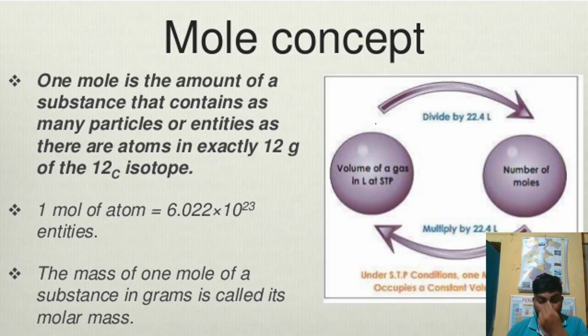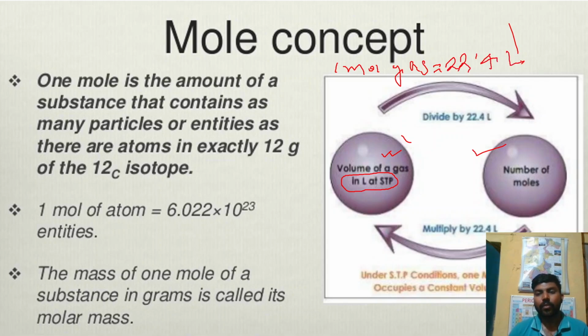Okay. Now next, in the picture you can see that the number of moles and the volume of a gas in liters at STP are interrelated. When we talk about the volume at STP, it means standard temperature and pressure, and at that time the temperature is taken as 25 degrees centigrade. Now what is it telling? 1 mole of a gas always contains 22.4 liters of gas.